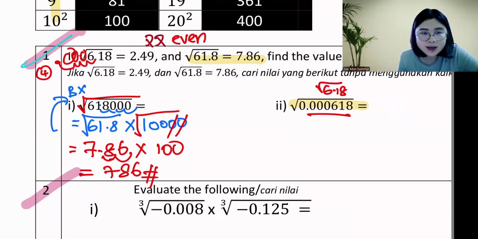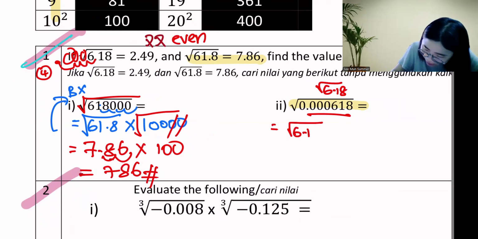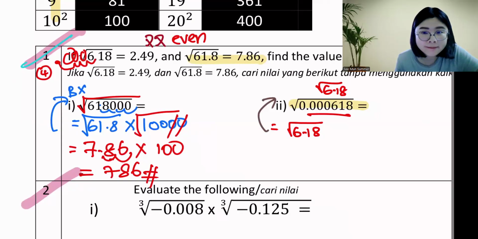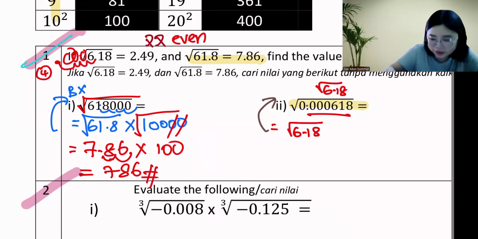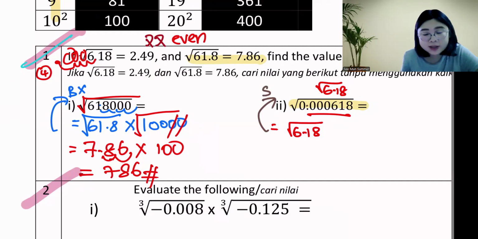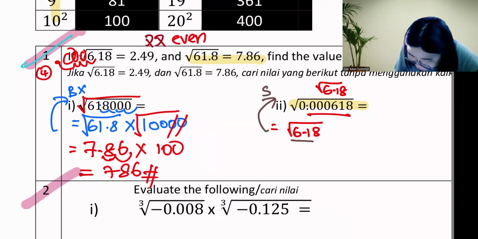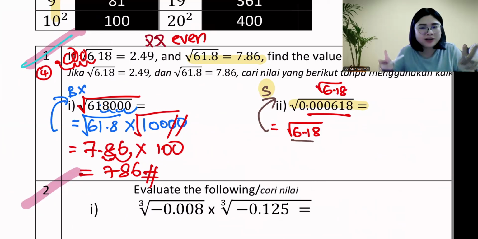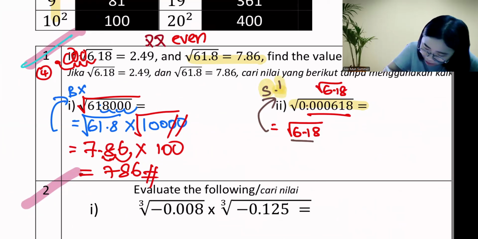Okay, √6.18. So straight away I write √6.18. And then I want to check, if I want to transfer this to that, does it become bigger or smaller? From 6.18 to 0.00000, smaller or bigger? Smaller, right? If I want to make it smaller, do I divide or times? Normally smaller is divide. Yes, correct. When you divide something, it becomes smaller. You have 10 apples and divide among 2 people, now it becomes 5. So smaller, divide.